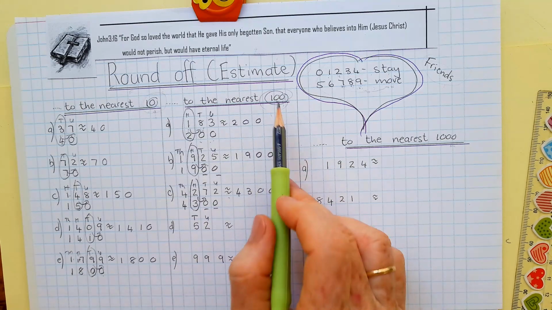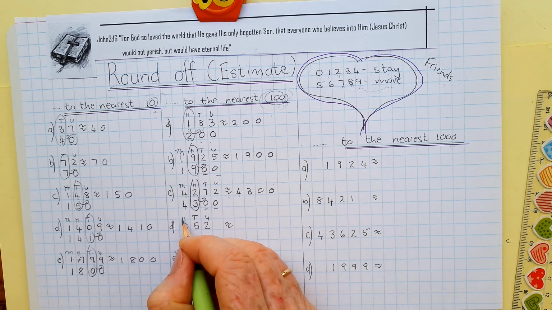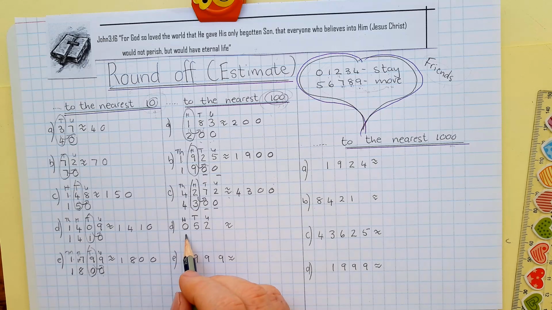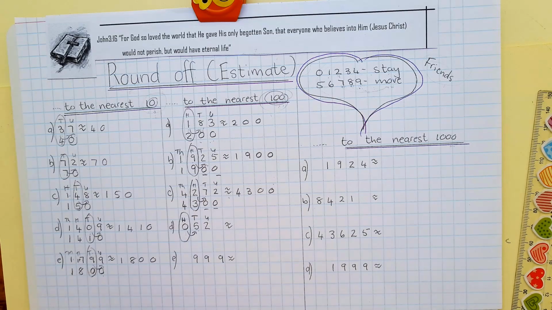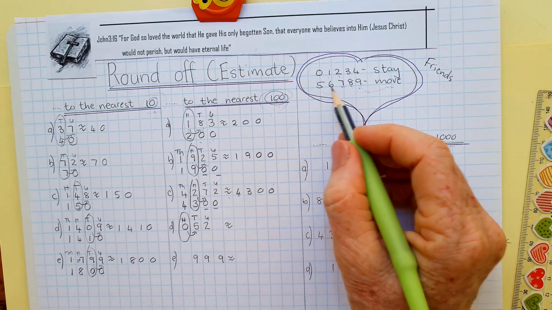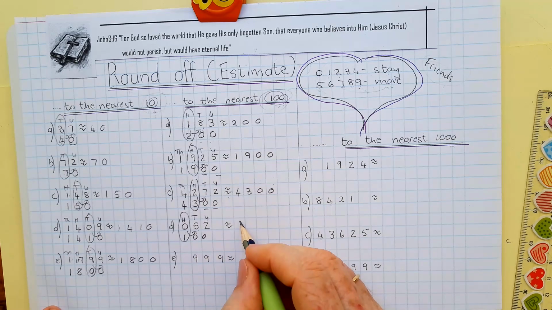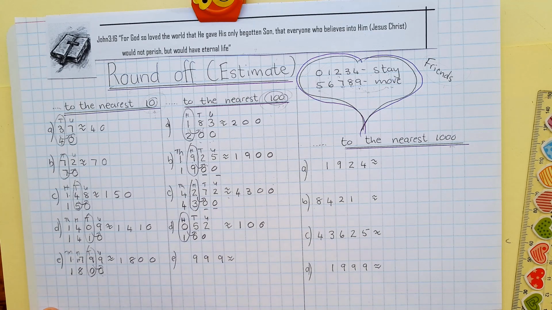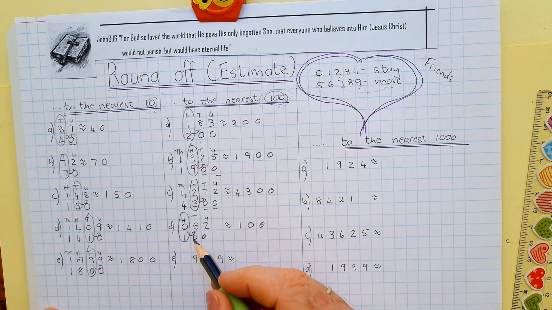Now the next one is a bit of a catch out because there's units, tens, but there's no hundreds. But I can make 100. And that 100 has a 0. So I circle my 100. I go to my friend 5. And what does 5 say? I must move to 1. So my answer will be 100. These two questions are always catch outs, but I think you will understand it now.